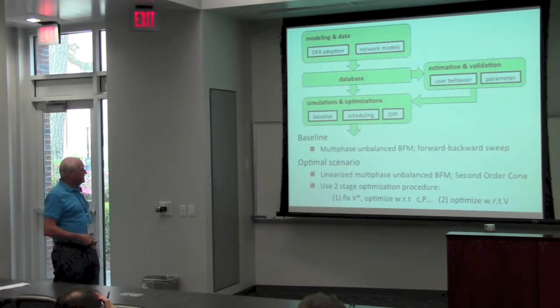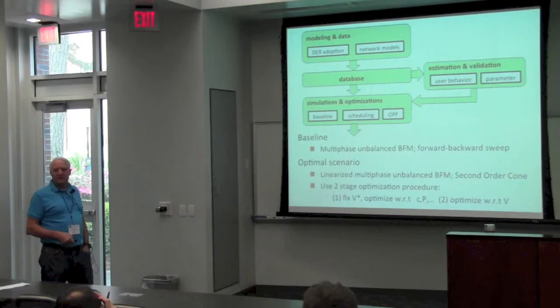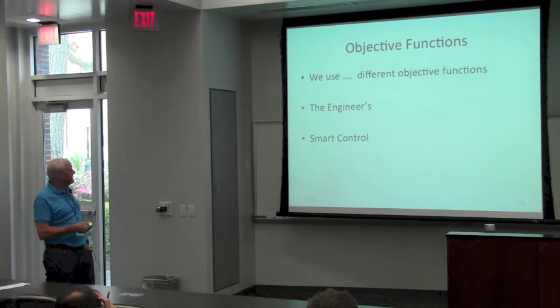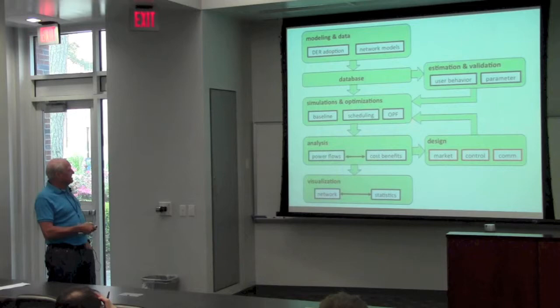I'm going to report on things where we did both simultaneously, but it took a long time to generate the results. We use two different objective functions, the engineer's and the smart control. And out of this baseline, we generate the power flows, the costs and benefits, et cetera. So we crank out these results.